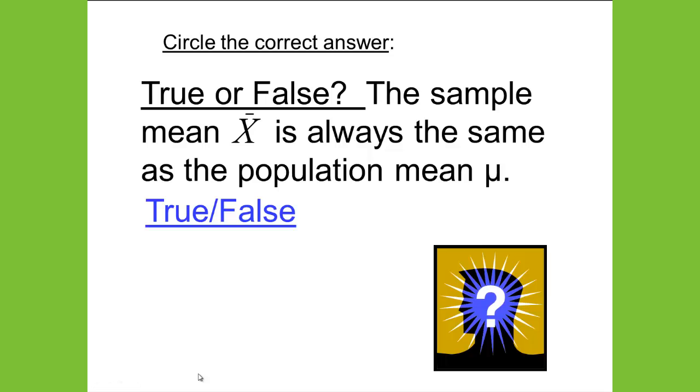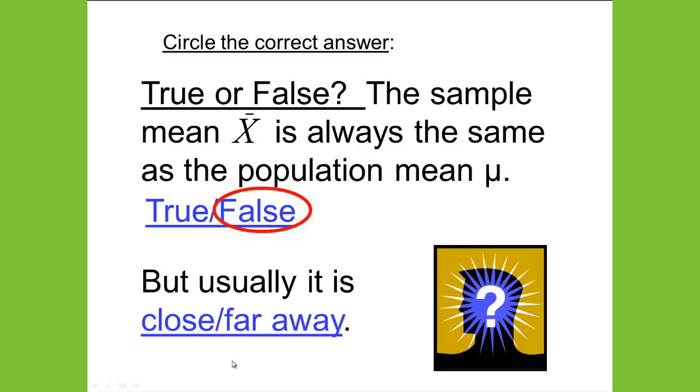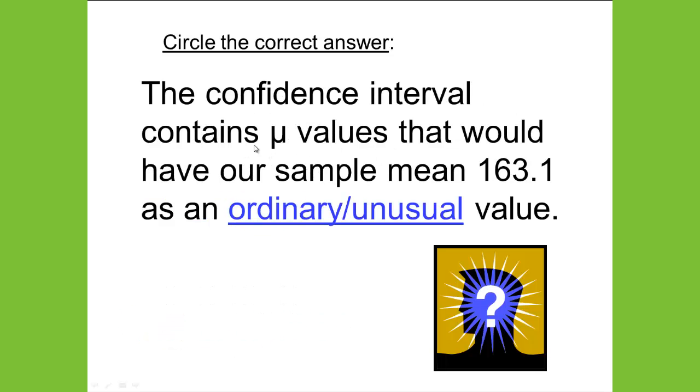Let's circle the correct answer. True or false? The sample mean is always the same as the population mean mu. That is false, but it is usually close. The confidence interval contains mu values that would have our sample mean 163.1 as an ordinary or unusual value? As an ordinary value.